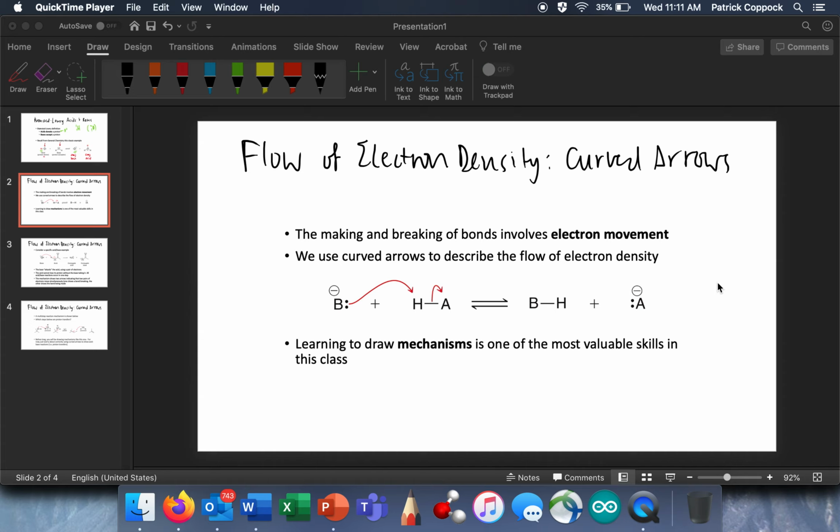The making and breaking of bonds involves electron movement. Of course, that is chemistry, right? That's the whole thing of chemistry. So we use curved arrows to show how these electrons go, right?